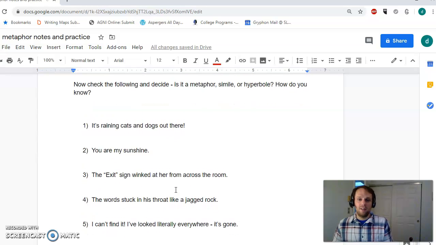Lastly, we have these few examples. So if you want to check your recognition or your knowledge, take a look through these and see if you can decide. Is it a metaphor, a simile, or a hyperbole? And how do you know? So it's raining cats and dogs out there. You are my sunshine. The exit sign winked at her from across the room. The word stuck in his throat like a jagged rock. I can't find it. I've looked literally everywhere.